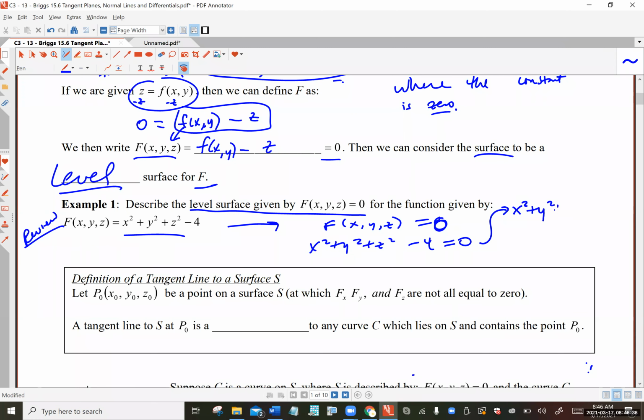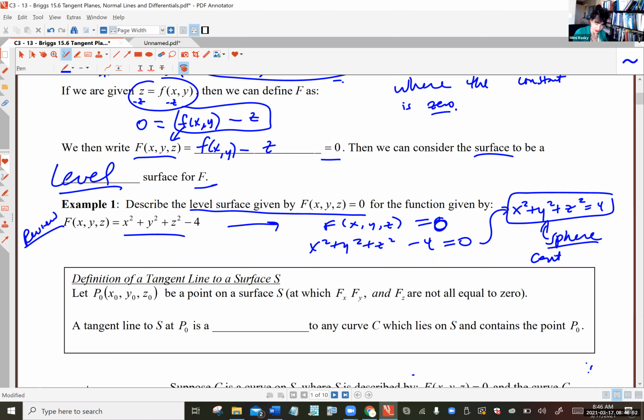Kind of. What is this equation of? It's a surface, but it's a real special kind of surface. I think we studied it in the first week. x squared plus y squared plus z squared equals c squared. A sphere? A sphere. A sphere centered at the origin of radius what? 2. Yep.